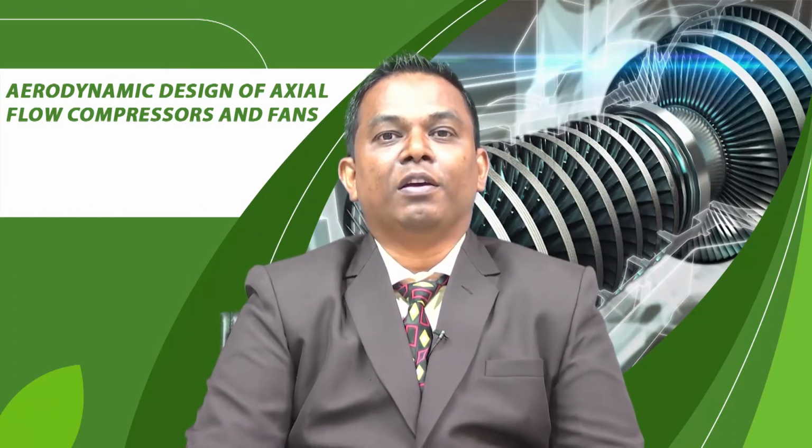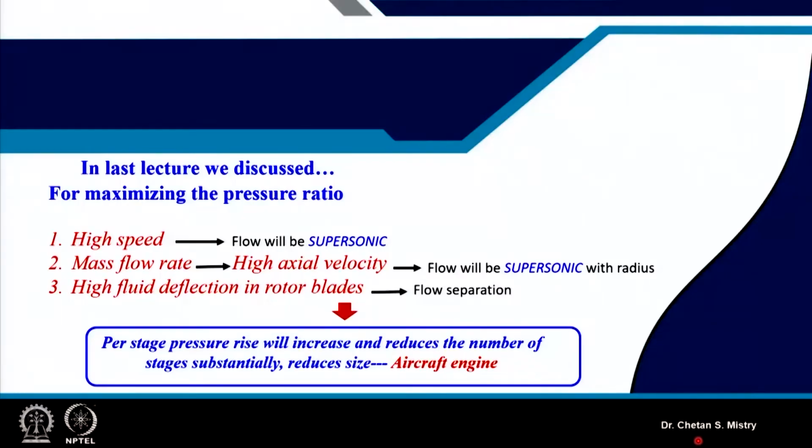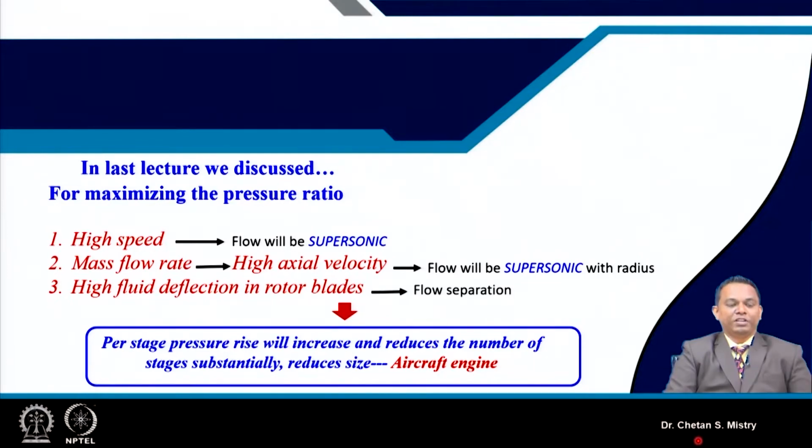Hello and welcome to lecture 50. In the last lecture we were discussing our expectation of maximizing the pressure ratio, that is, per stage pressure rise. We have discussed different possible methods by which we can increase the per stage pressure ratio. One of which says we need to go with a higher rotational speed or higher peripheral speed.